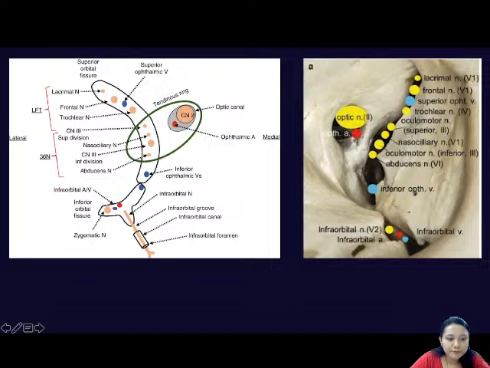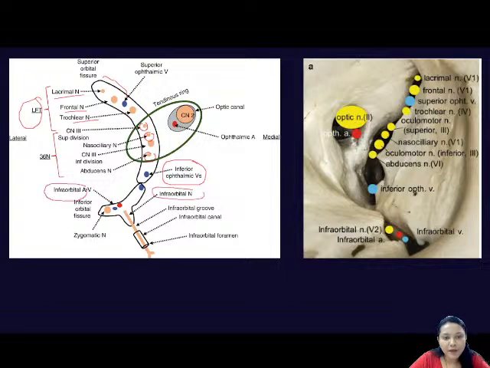As you can see here in this image, you have the LFT, that is the lacrimal nerve, the frontal nerve, and the trochlear nerve in the superolateral compartment. In the intermediate compartment, you have both divisions of the oculomotor nerve, the abducens nerve, and the nasociliary nerve. And in the inferolateral compartment, you have the inferior ophthalmic vein and the infraorbital nerves and vessels. So these are the contents and the mnemonics for the superior orbital fissure.